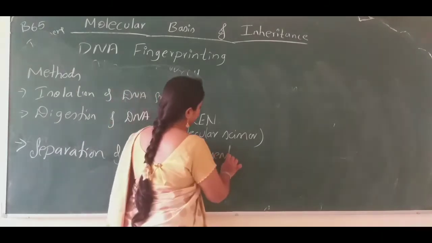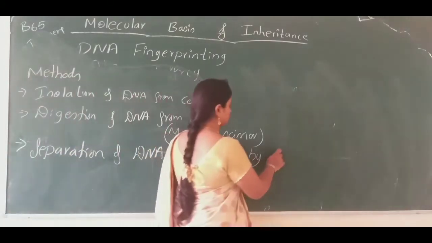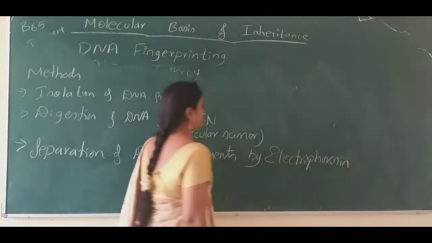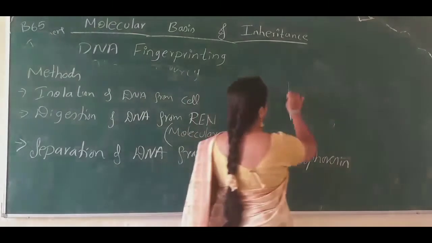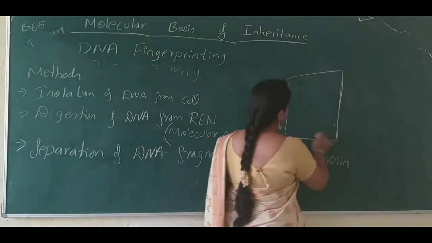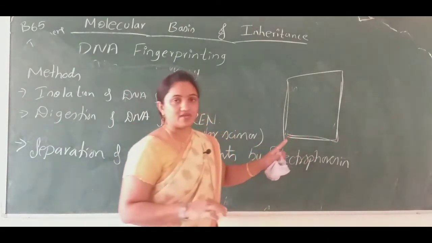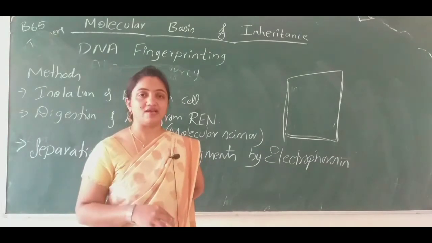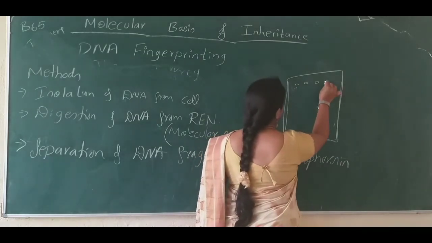DNA fragments are separated by using one technique, one instrument known as electrophoresis. Electrophoresis means what? It will look like this, and it is connected by some electric current, and this will be filled by an agarose gel. Some cavities are made in the agarose gel.